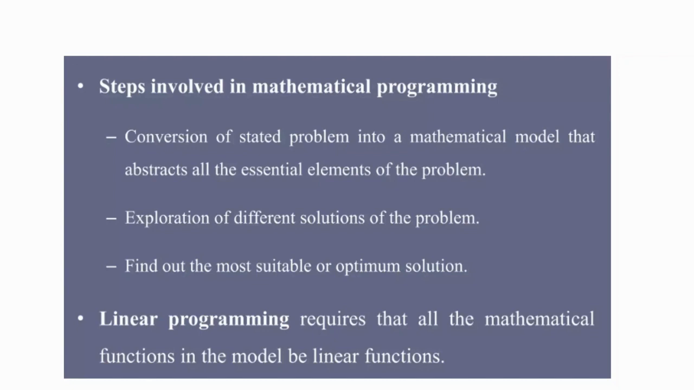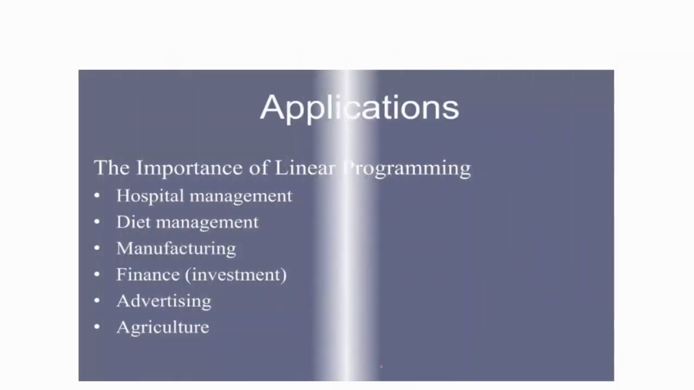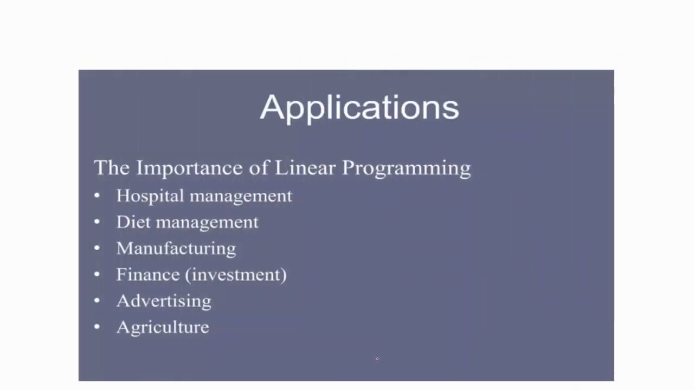So, whenever we talk about objective function, it is basically the objective of the business, and whatever is your objective, the optimal solution has to satisfy that. So the linear programming requires that all the mathematical functions in the model must be linear functions. That's why it is called a linear programming problem, because the degree has to be 1. So we'll be talking about it in the upcoming slides.